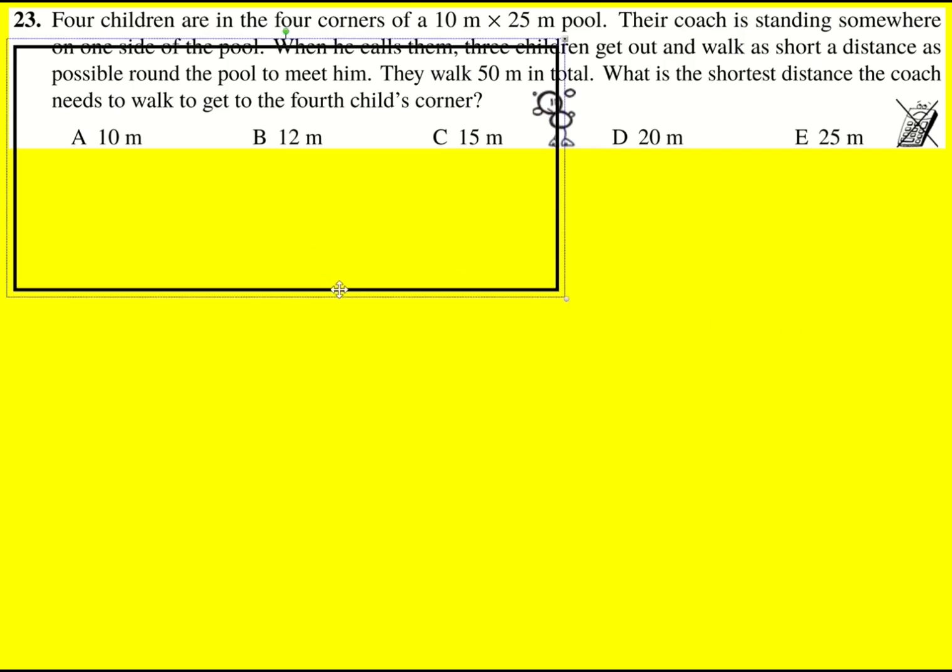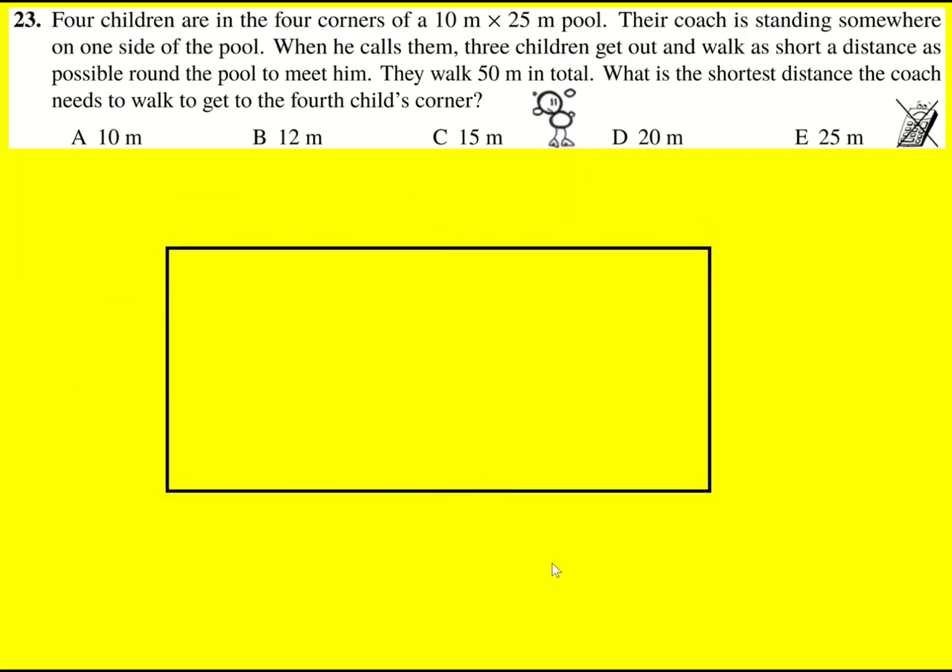I'll show you two ways of doing this question. So first of all, method one. Let's say we've got 4 children in the corners of the pool, and then we've got the coach, say here.